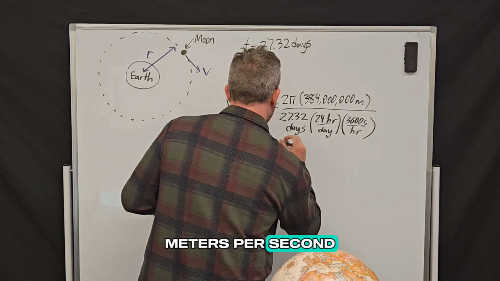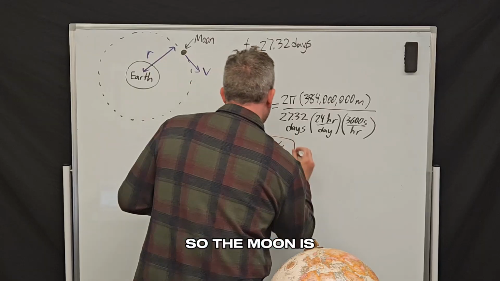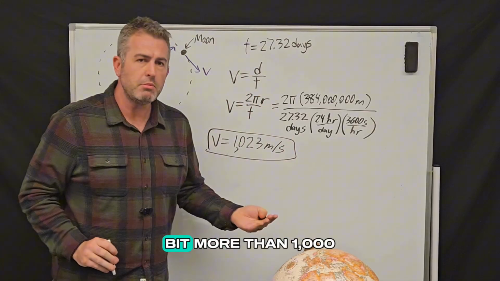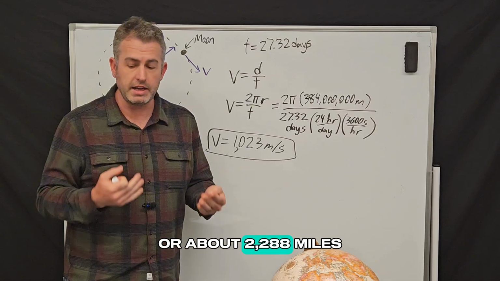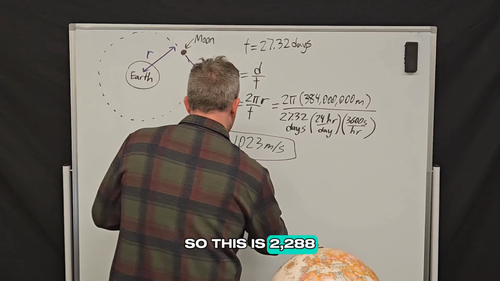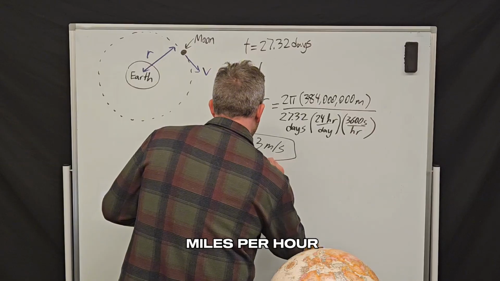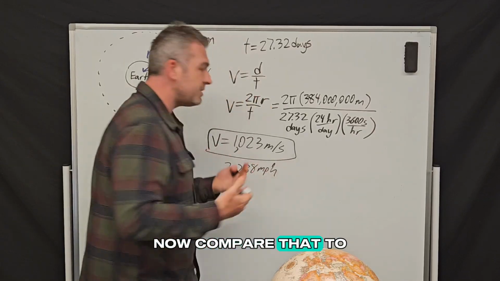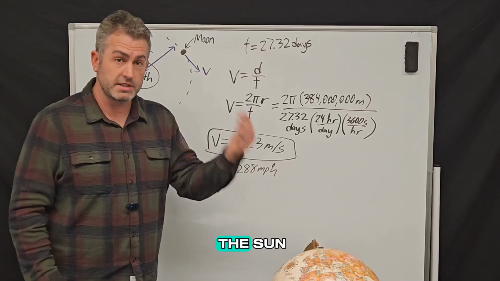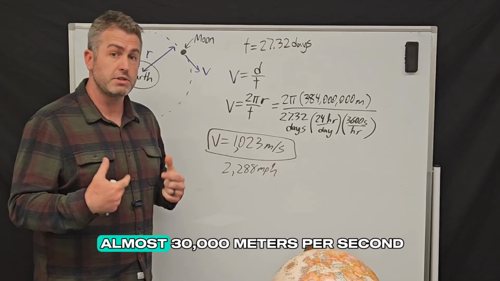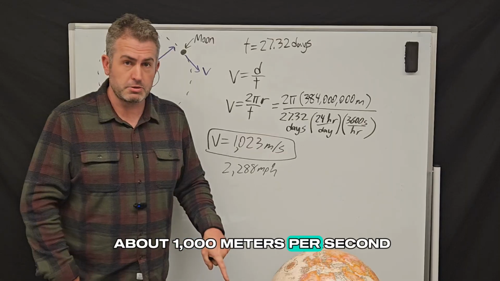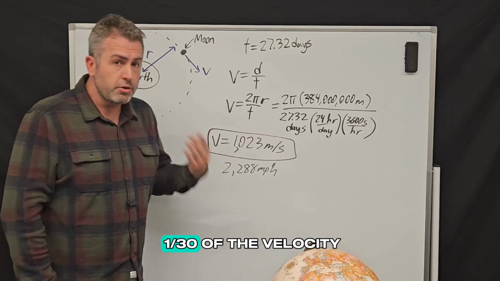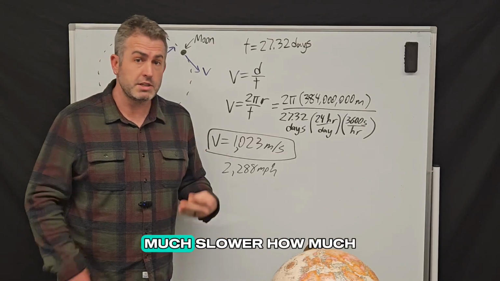meters per second. So the moon is traveling just a little bit more than 1,000 meters per second, or about 2,288 miles per hour. Now compare that to the velocity of the Earth as it travels around the sun. Remember, the Earth was going almost 30,000 meters per second. The moon is going about 1,000 meters per second. So it's only about 1/30th of the velocity of the Earth, much slower.